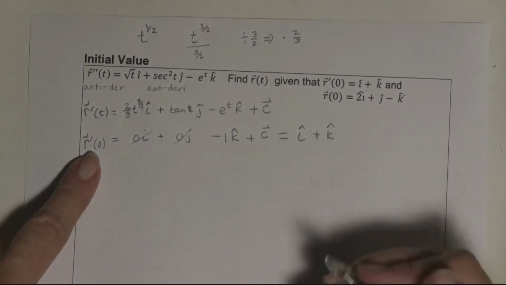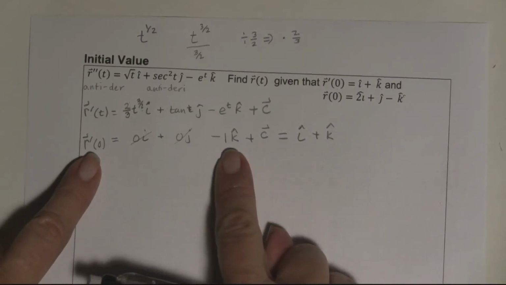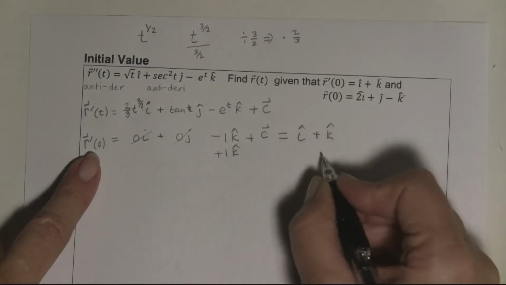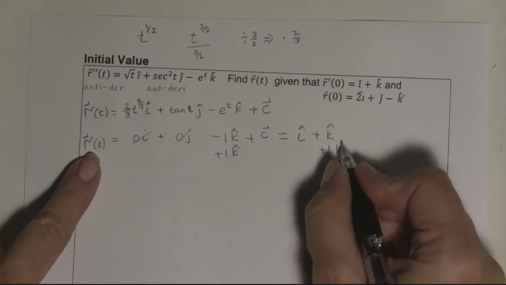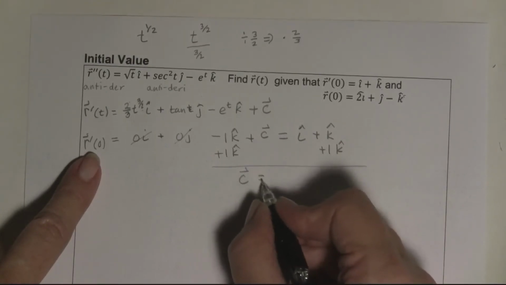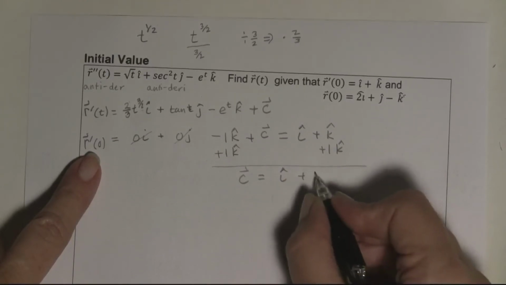And then the good news is that you can solve this, right? You could add 1k to both sides. And when you do, the dust clears. I get the vector c is equal to i plus 2k.